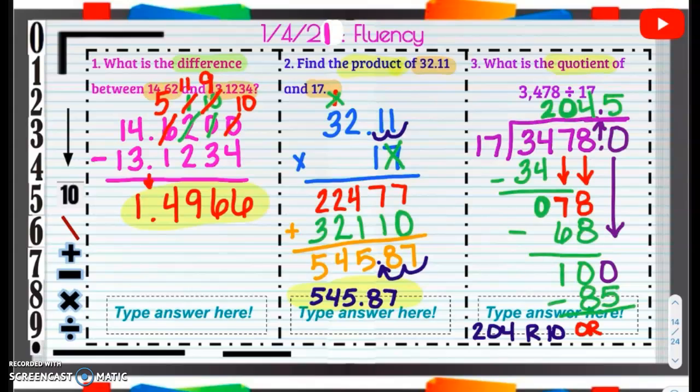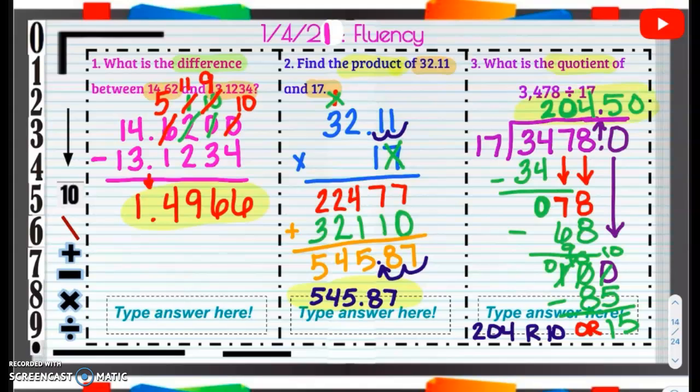So 0 minus 5 we can't do. Oh, borrow. So this 1 becomes a 0 to make this a 10. Now we can make it a 9 to make this a 10. 10 minus 5 is 5. 9 minus 8 is 1. So we have that 15 here. 17 cannot go into 15, so we have to put a 0. And we are done with our answer up here. So we're going to stop there.